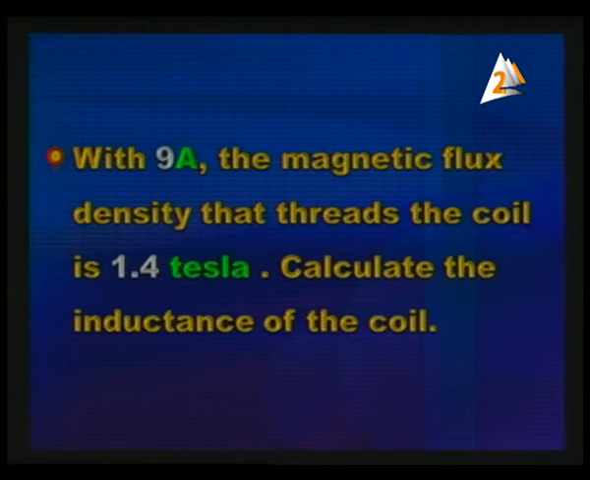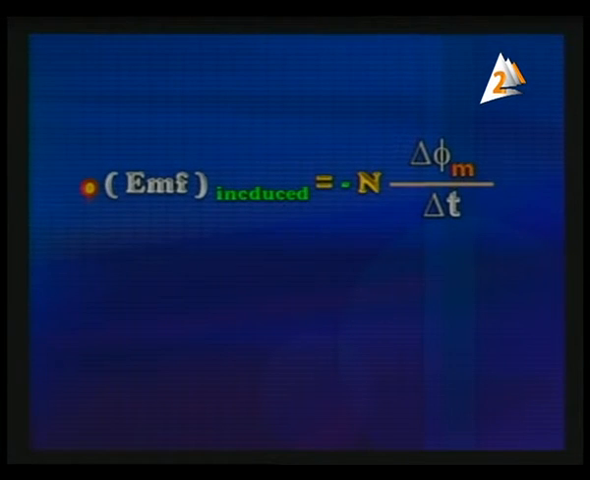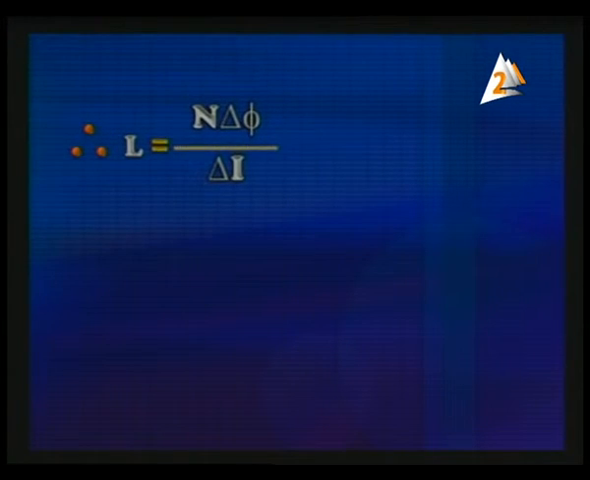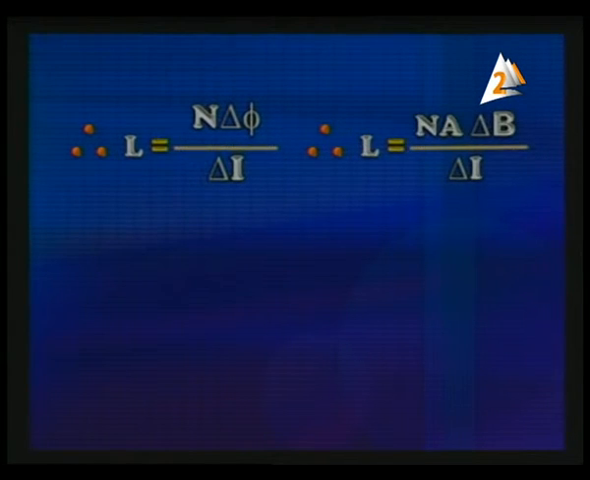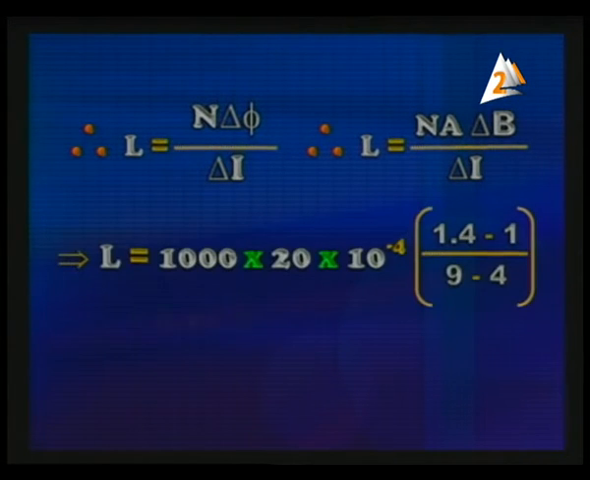With a current of 9 amperes, the magnetic flux density that threads the coil is 1.4 Tesla. Calculate the inductance of the coil. EMF induced is equal to negative N delta phi magnetic over delta T, and it is also equal to L delta I over delta T. So self-inductance L is equal to N delta phi magnetic over delta I. It is equal to N A, change in magnetic flux over delta I.